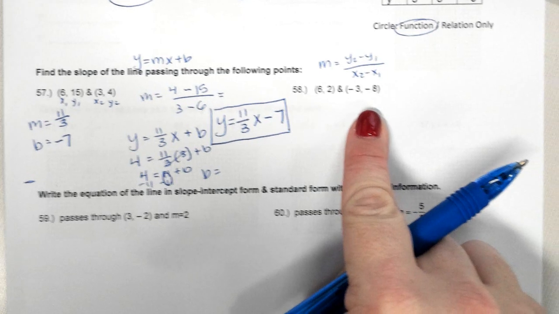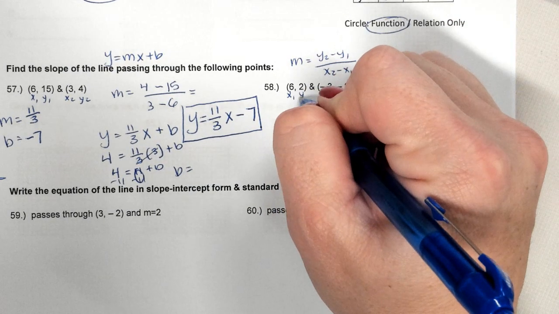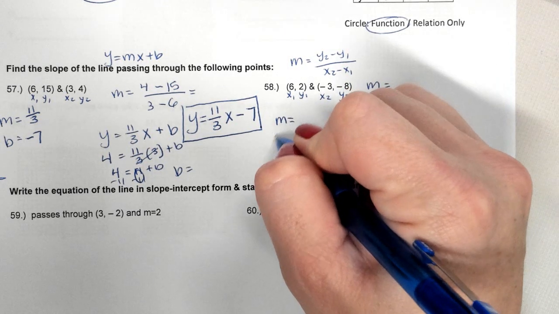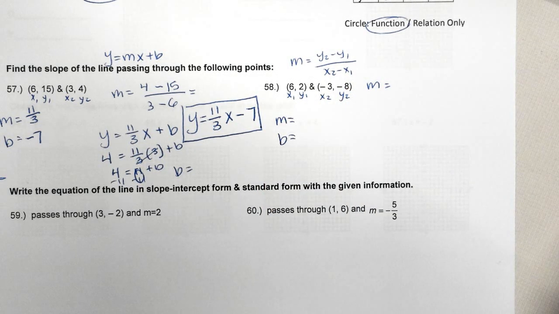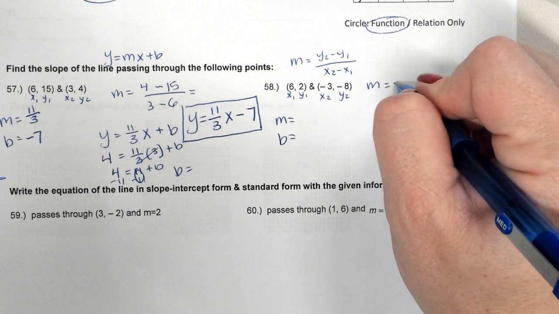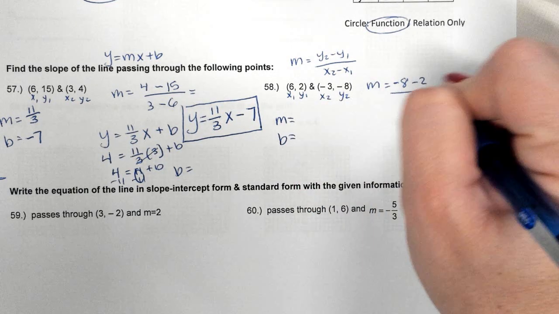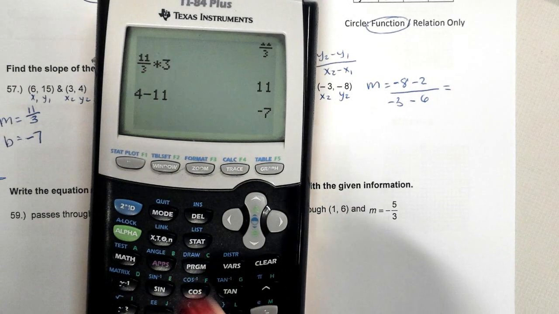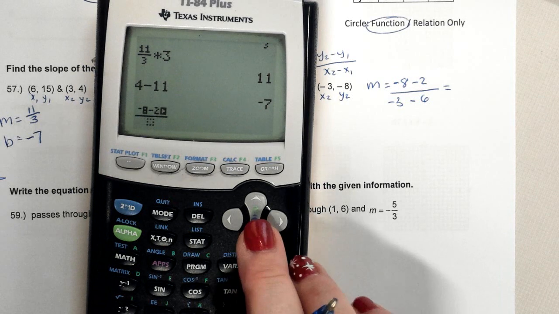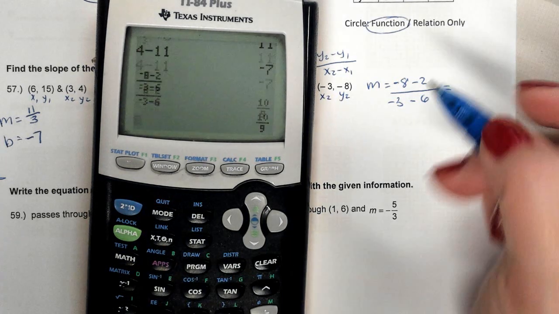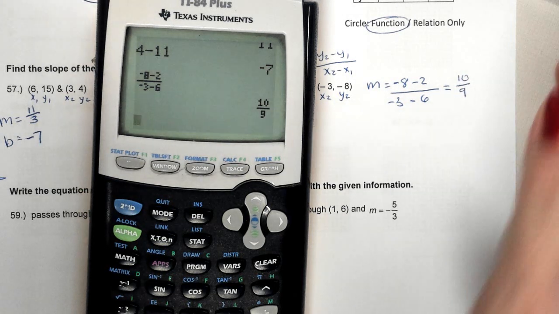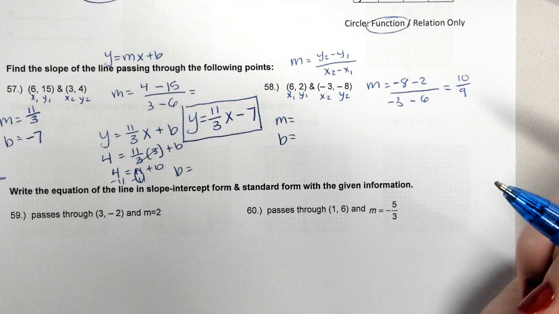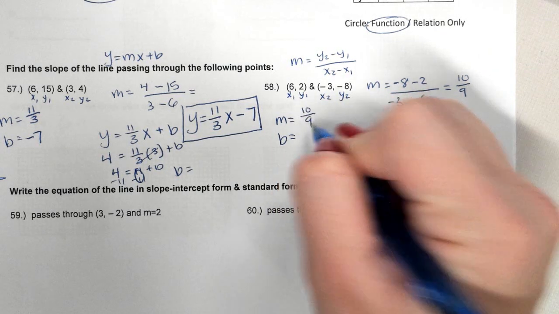I'm going to do the exact same thing. So x1, y1, x2, y2. So again, I have to find m and b. Those are the 2 things I'm looking for. So negative 8 minus 2 over negative 3 minus 6. And I get 10 over 9, because they would both give me a negative. 2 negatives makes a positive. Okay, so I know my slope is 10 over 9.